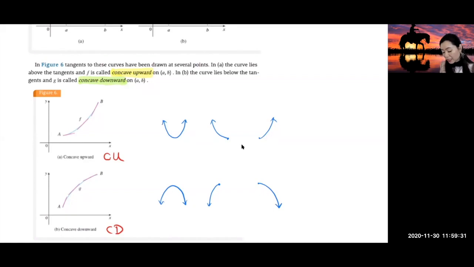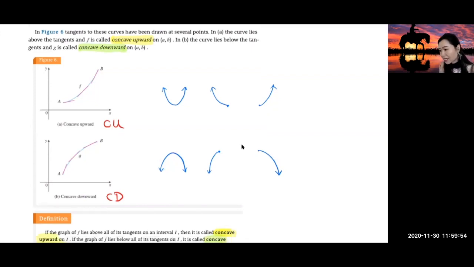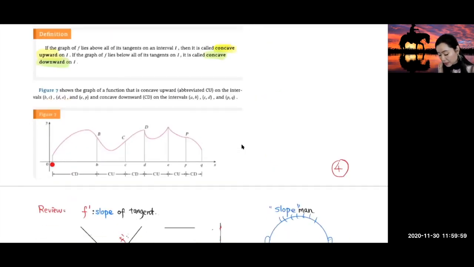Concave down, the curve will always lie below the tangent line. See those tangent lines here? The curve always lies below that. So that's concave down. It bends down like this, and any part of this will also be concave down. So CU for concave up, CD for concave down. Okay, look at this. This is concave down, and here concave up. Here's concave down, concave up, concave up, concave down.